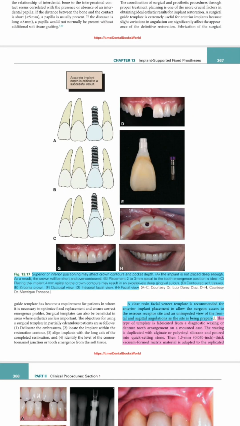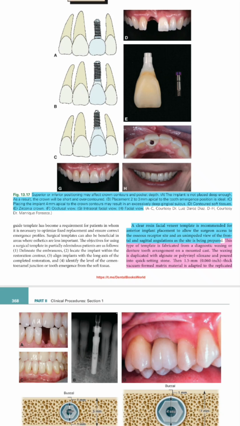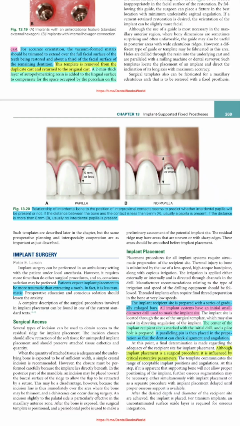As for the depth of the implant, it is crucial, as it will affect the crown contour and the pocket depth. It should be placed 2 to 3 millimeters apical to the tooth emergence position. When we place it 4 millimeters, the contour results in an excessively deep gingival sulcus, and if the implant is not placed deep enough, the crown will be short and over-contoured.